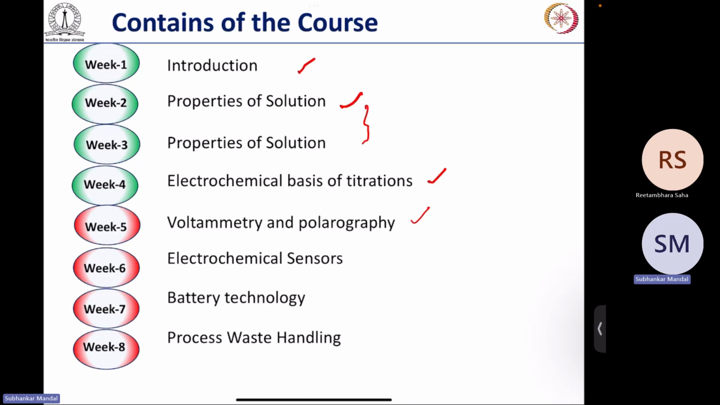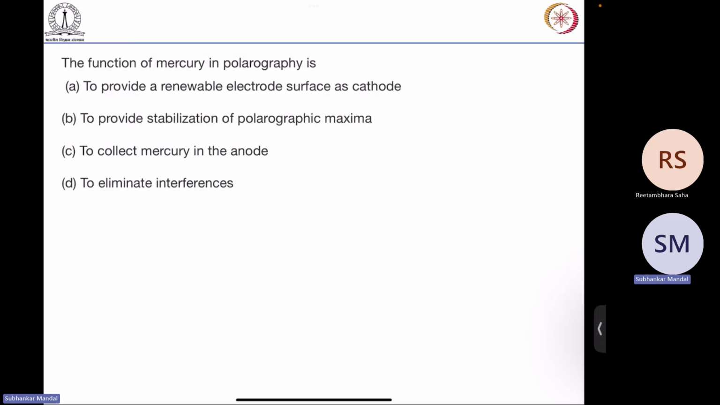Okay, so this is the first question. I think I did not give the question number, so it's okay, I can give it now. The question is: the function of mercury in polarography is to provide a renewable electrode surface as cathode, to provide stabilization of polarographic maxima, to collect mercury in the anode, or to eliminate interferences. So if people can write in the chat box which one will be the answer.